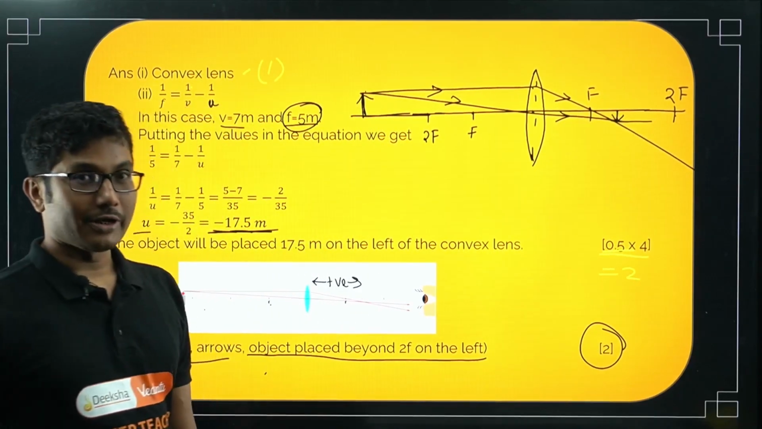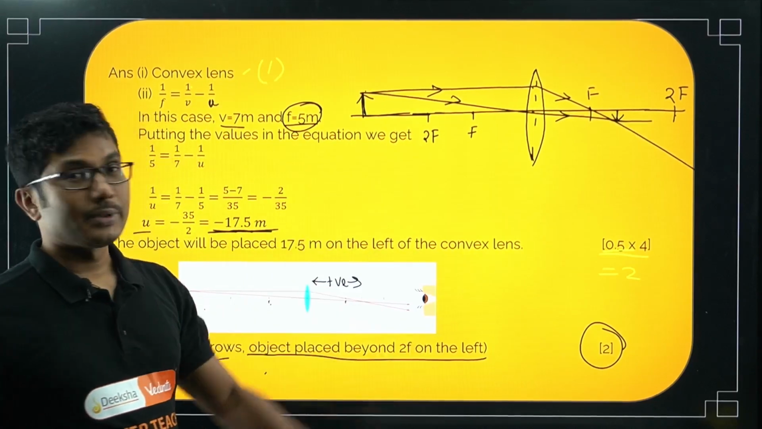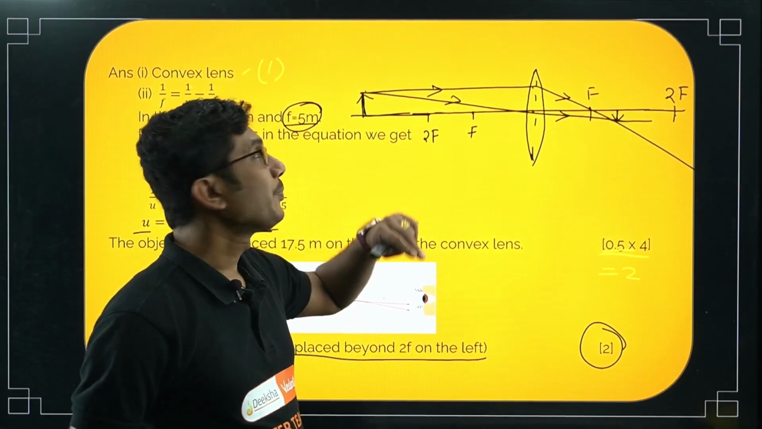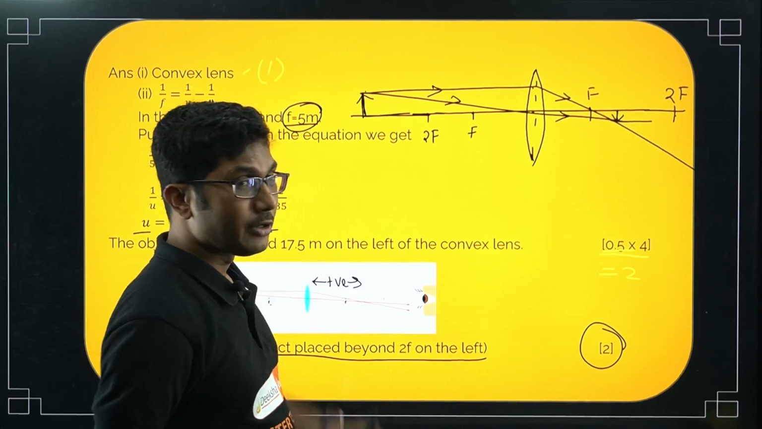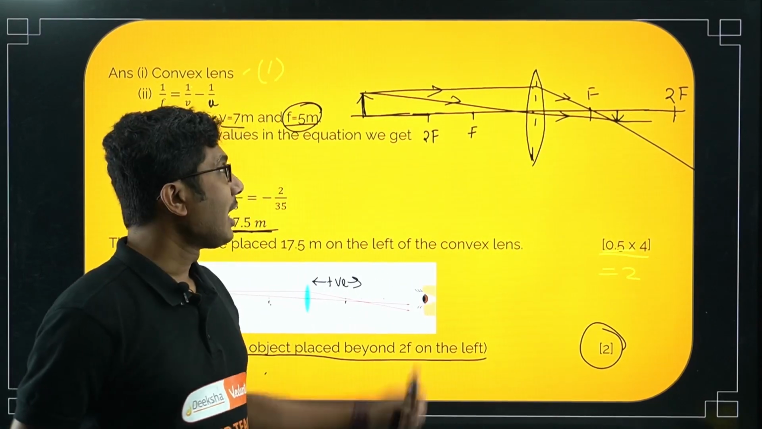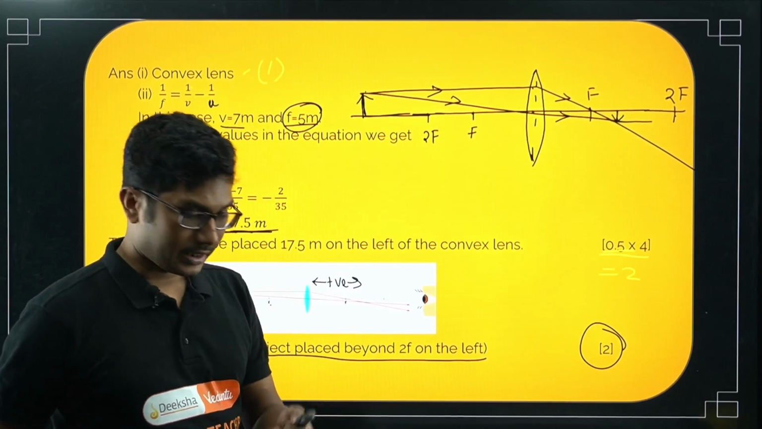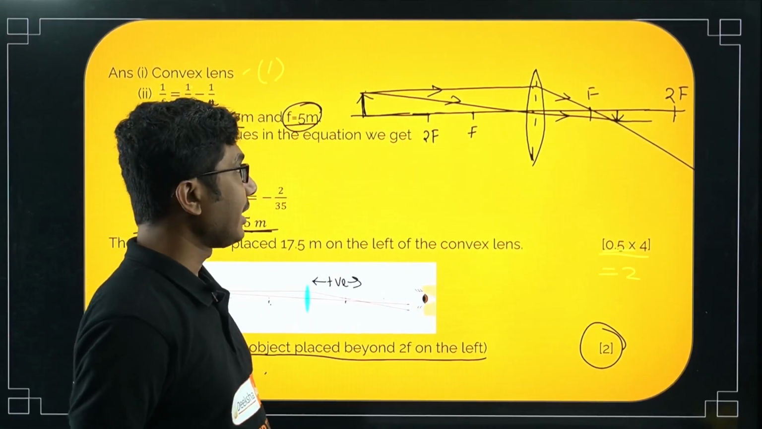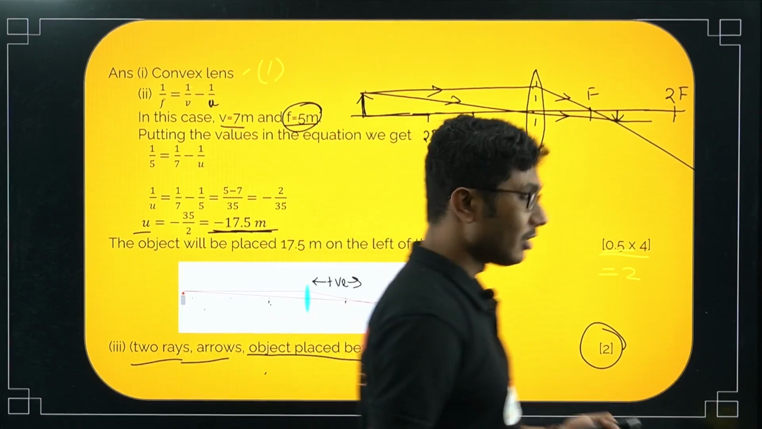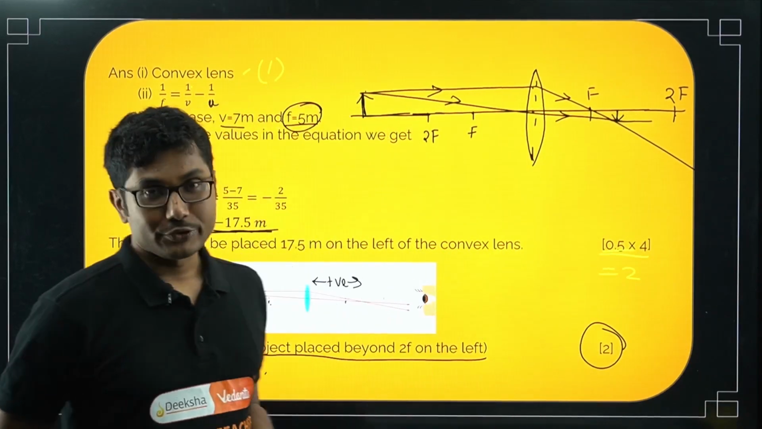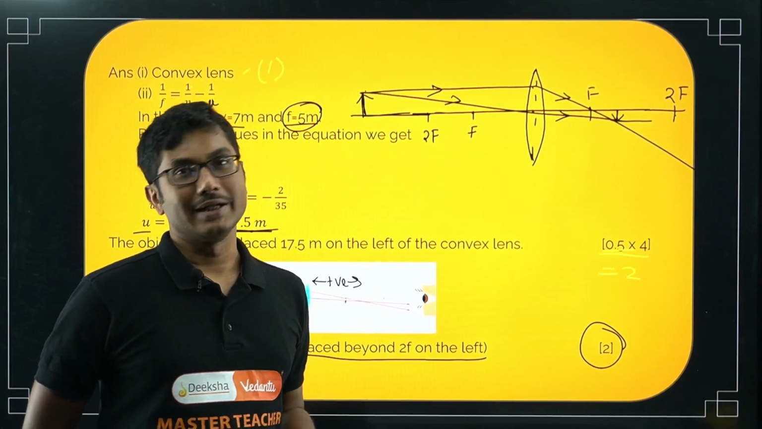Not only drawing the diagram, the diagram has to be correct. So how to judge that the diagram is correct? 2 rays have to be drawn, the object must be placed beyond 2f, the image must form between f and 2f, and you have to show the arrows on the ray diagram. Without arrows they will deduct marks. When I was a student, if you did not give arrows, they would give you 0 marks. Right now maybe they will give you some marks, but they will definitely deduct marks.